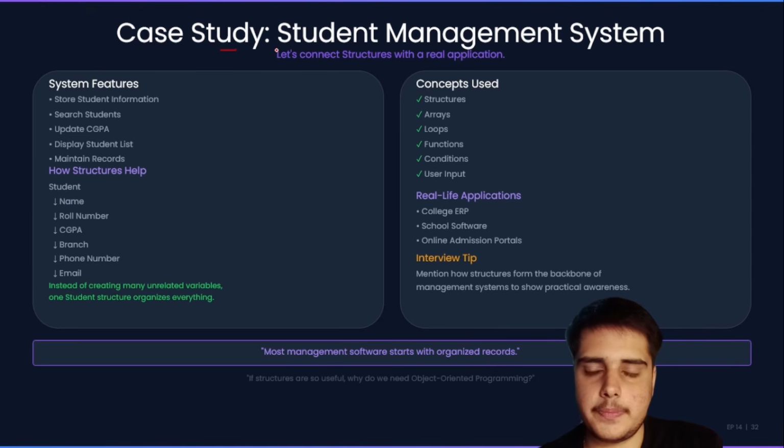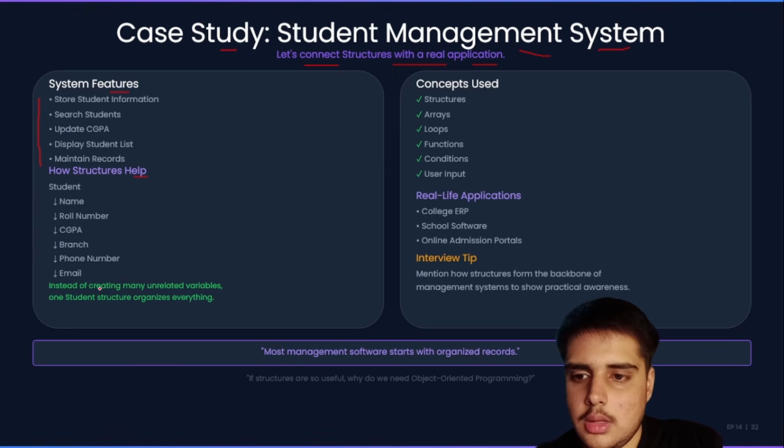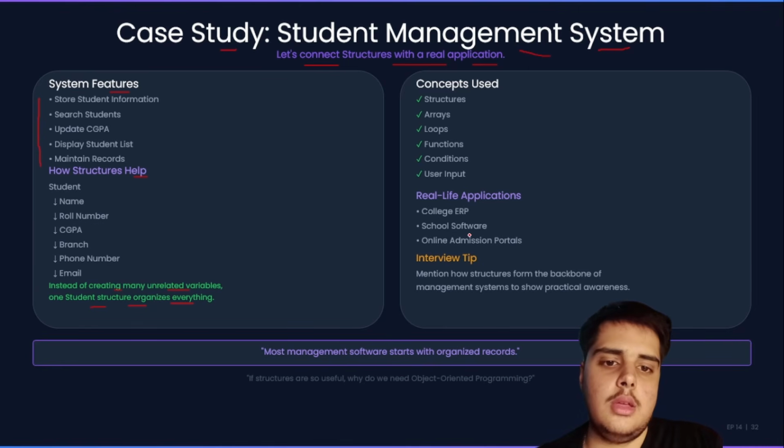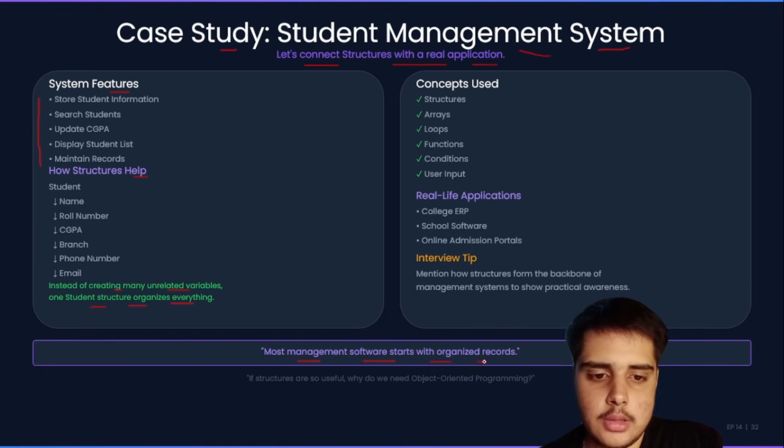Case study: Student management system. Let's connect structure with a real application. System features here are these. How do structures help? Instead of creating many unrelated variables, one student structure organizes everything. Most management software starts with organized records.